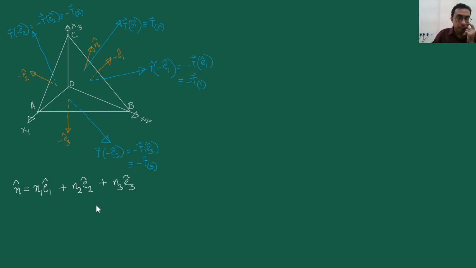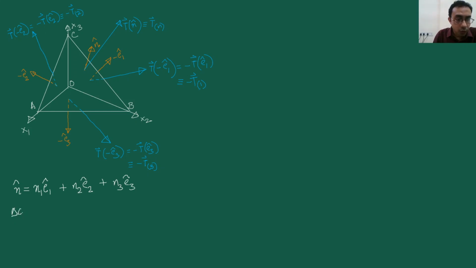I can, of course, because I know already that along OX1 my unit vector is e1, along OX2 my unit vector is e2, and along OX3 my unit vector is e3. So n1 is the scalar component of n hat along e1, n2 is the scalar component of n hat along e2, and n3 is the scalar component of n hat along e3. Now I'm going to use this decomposition to write down the areas of the various triangles in terms of projections. So it's like this.